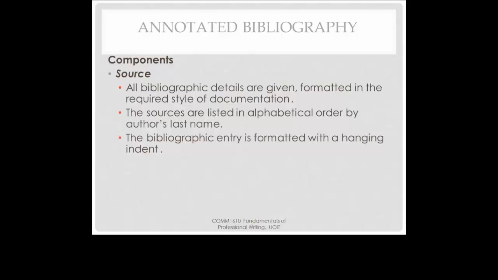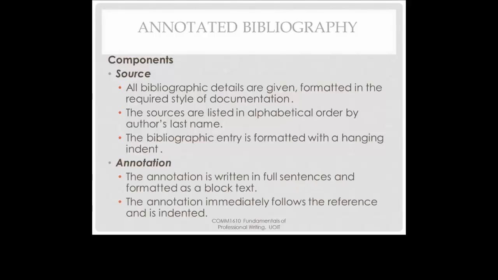There are two main components to an annotated bibliography: the source, written following correct APA formatting, and the annotation. For the source, all of the bibliographic details are given in APA format. The sources are listed in alphabetical order by last name. No bullets or numbering are used. Each source is formatted using a hanging indent.